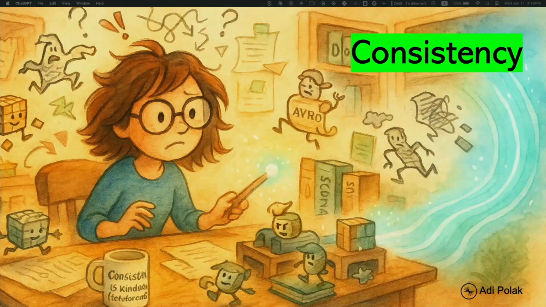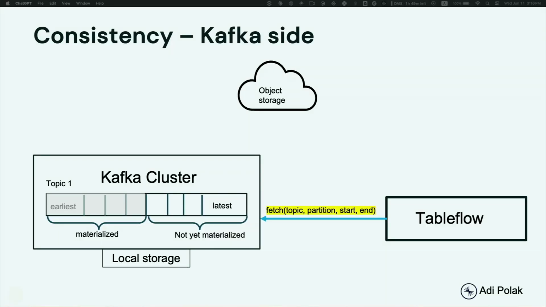Let's talk about the second challenge. The second challenge is consistency. Consistency of the data is always a big challenge for us because we want to make sure that every time we have any data in our Kafka topics, it is eventually materializing well inside my Iceberg table as well. So how does the solution that we built help? Let's assume I have a Kafka cluster. You can see I have some topics. I have some data that was already materialized, and I have some data that wasn't materialized yet.